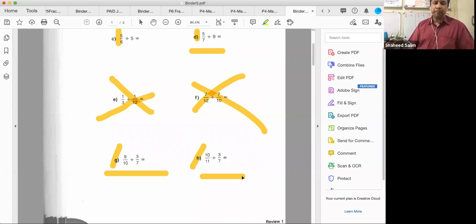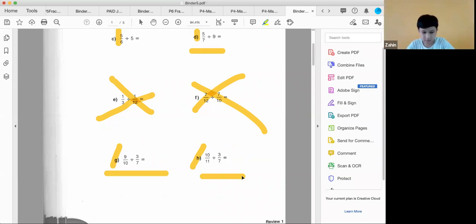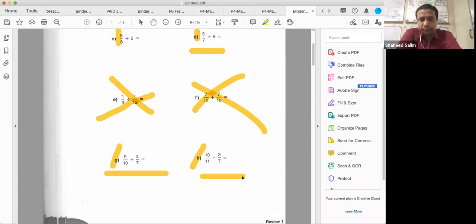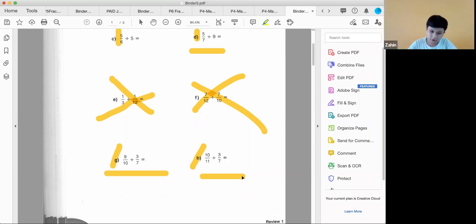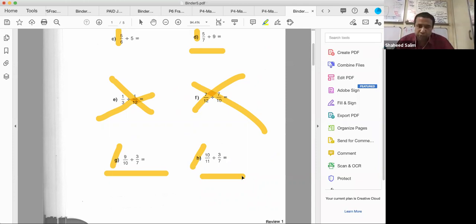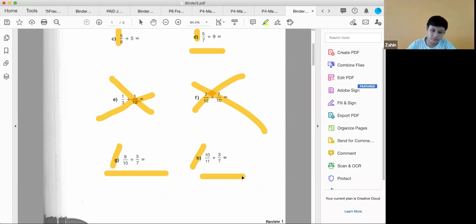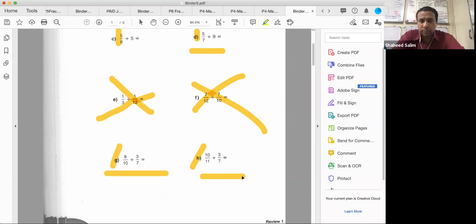Zahin, what's your answer for G? 7 over 10. What's your answer for H? 2 whole 4 over 33. Sorry? 2 whole 4 over 33. 2 whole 4 over 23. 33, yeah? Yeah, 33. 2 whole 4 over 33. Just a moment. Okay, we are going to go through all the answers now.